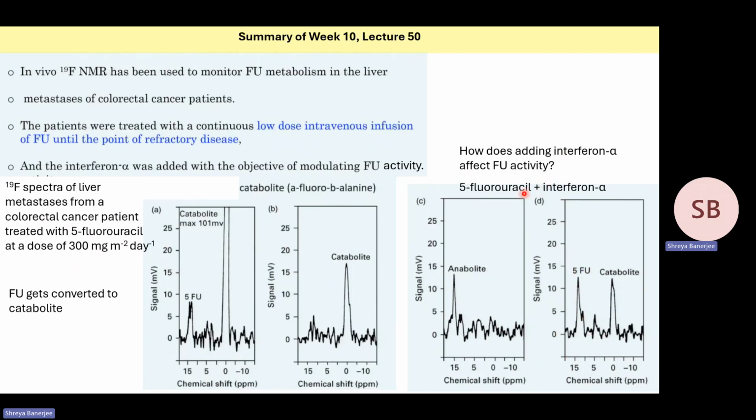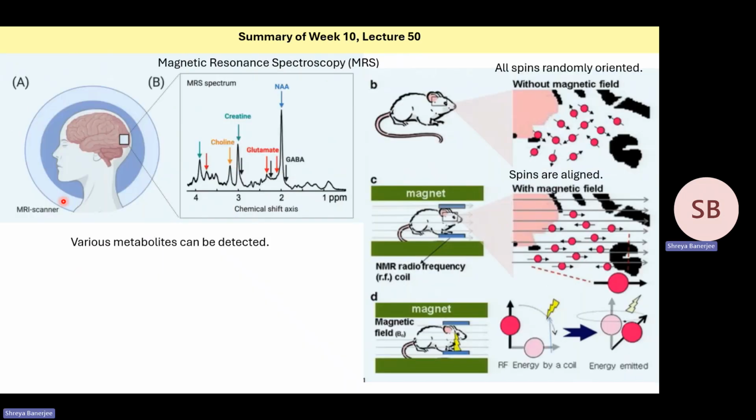So interferon alpha is interfering with the activity and metabolism of the 5-FU drug by not allowing it to be metabolized. So we already know about MRI, which uses magnetic resonance spectroscopy. So MRI and MRS are slightly different. We'll look into that.